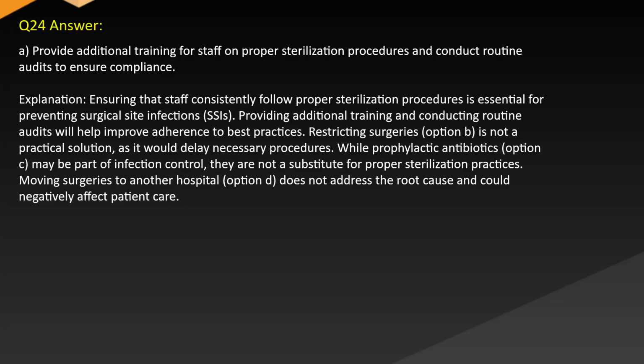Restricting surgeries (Option B) is not a practical solution as it delays necessary procedures, while prophylactic antibiotics (Option C) may be part of infection control. They are not a substitute for proper sterilization practices. Moving surgeries to another hospital (Option D) does not address the root cause and could negatively affect patient care.